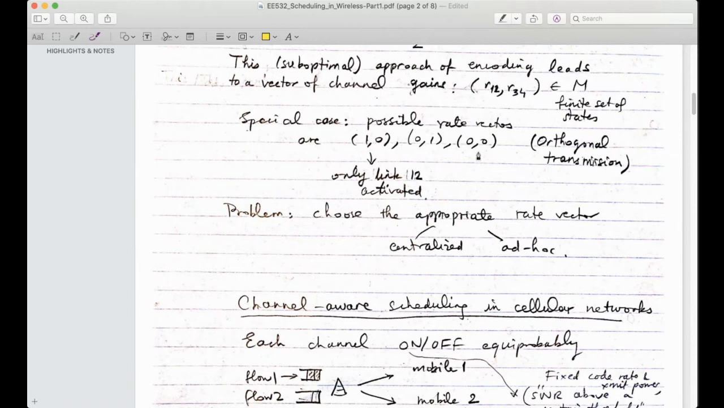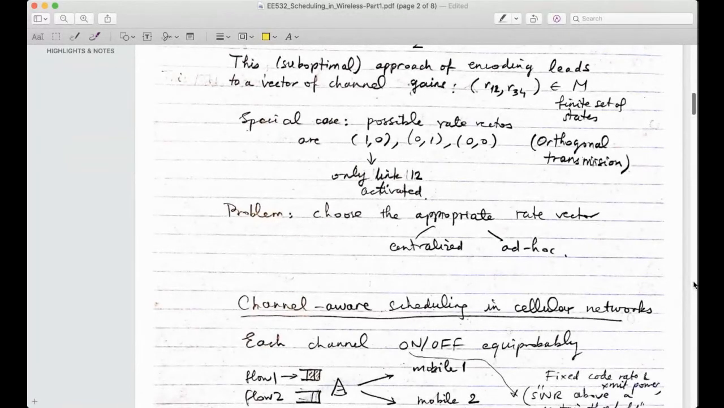Okay, the question is which rate vector to choose when? This is the scheduling problem. We can solve this problem in a centralized way or in an ad hoc way. Centralized way means there's a centralized decision maker or scheduler that decides which rate vector to choose at any given time. In the ad hoc way, each user decides on its own.